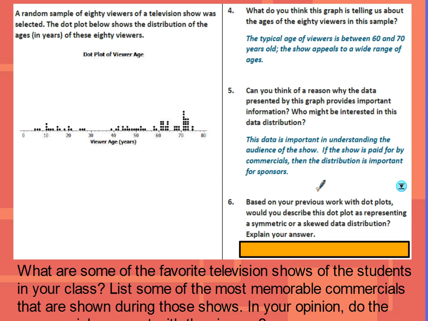Okay, Allie. Based on your previous work with dot plots, would you describe this data as symmetric or skewed? Skewed a little bit. Which way? Low and then high, the left one. If she was going to put that on paper, let's hope she would say something like, it has a tail to the left.